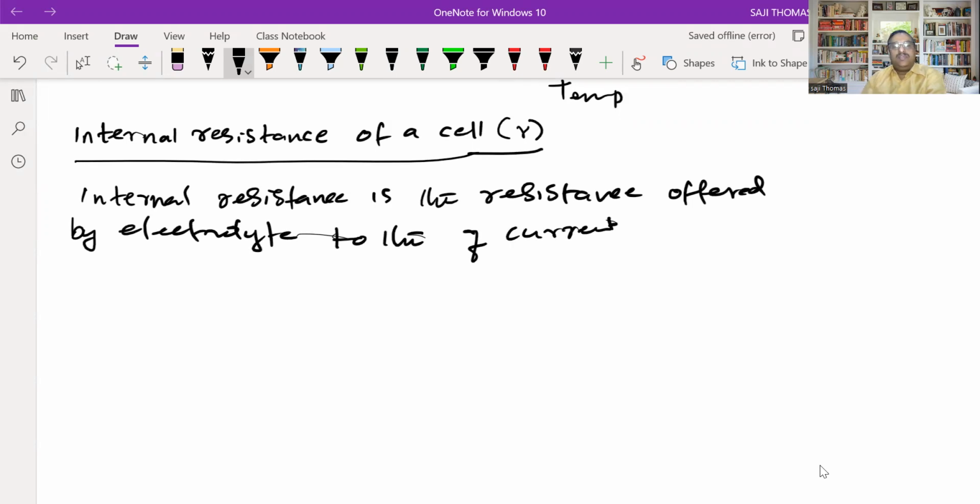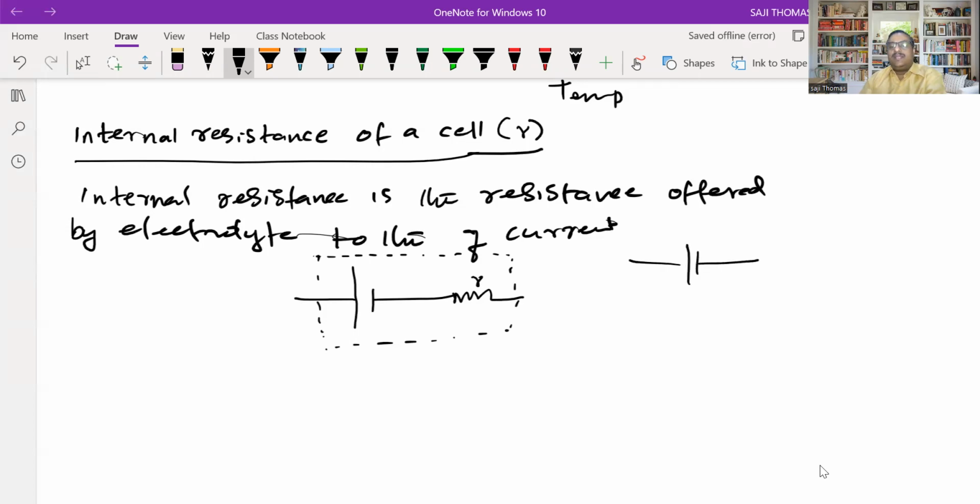Okay, how will you represent a cell? This is the representation of a cell. Internal resistance we draw in series. This is the internal resistance. This internal resistance is part of the cell, so I am putting it in a dotted box. We can draw the internal resistance under the cell also in this way.